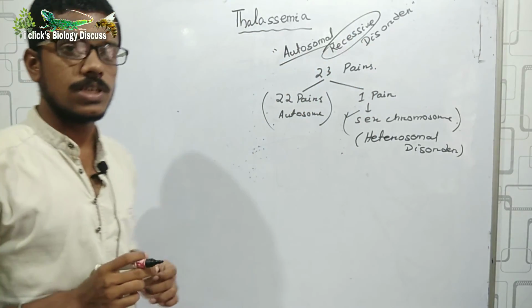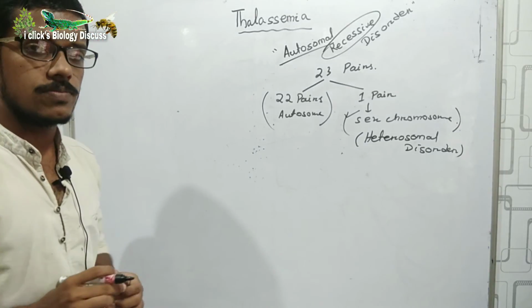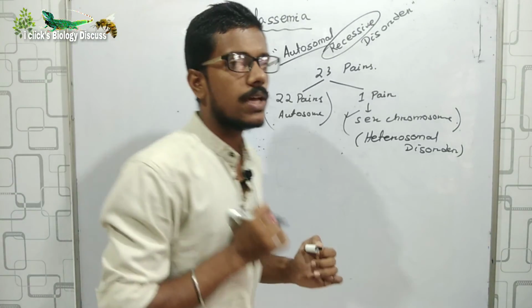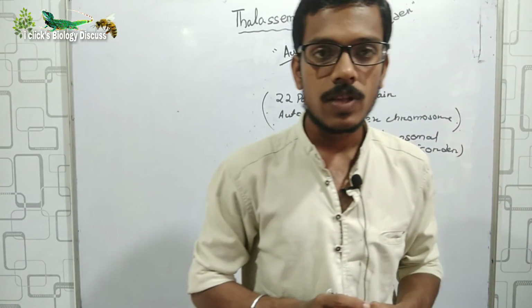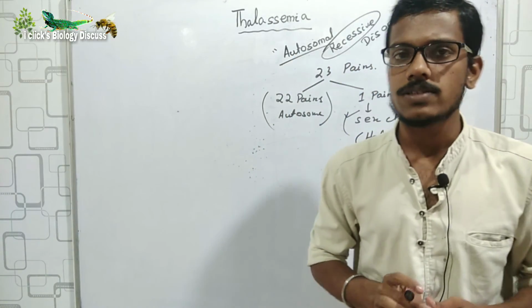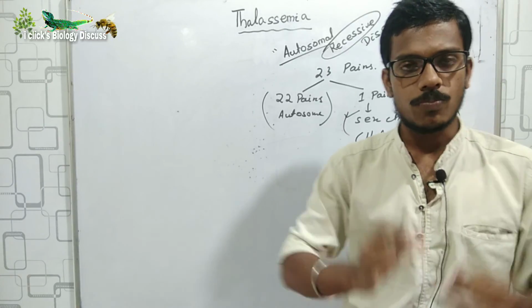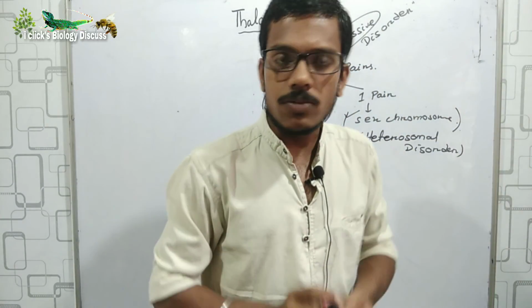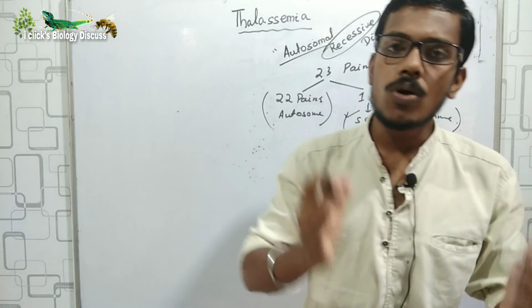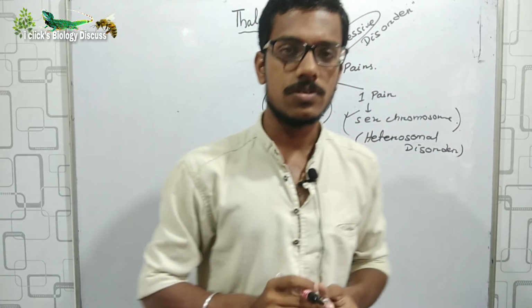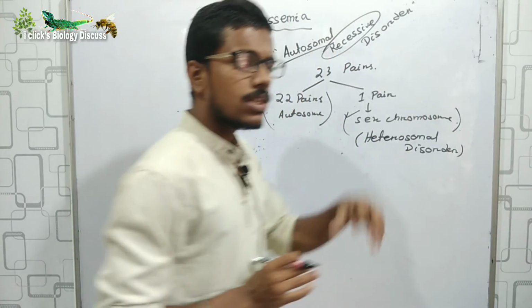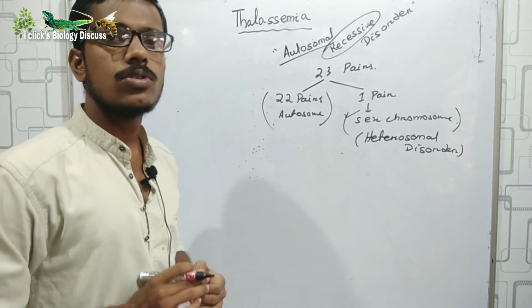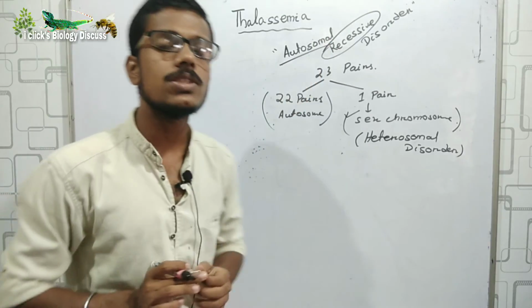The meaning of recessive, as you know, is that the recessive allele always expresses in the homozygous condition, but it will not be able to express in the heterozygous condition. If both the alleles get affected, if the mutation occurs in both the alleles, then it will express. Otherwise, in the heterozygous condition or in the homozygous dominant condition, it will not express. That is called a recessive disorder.